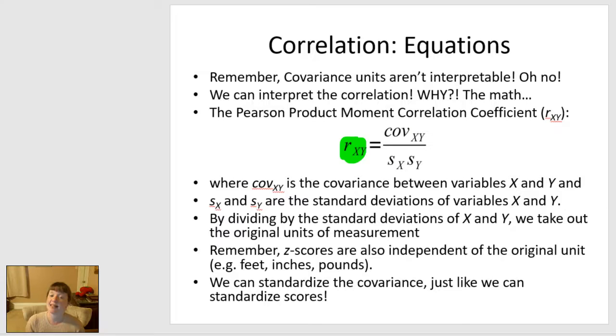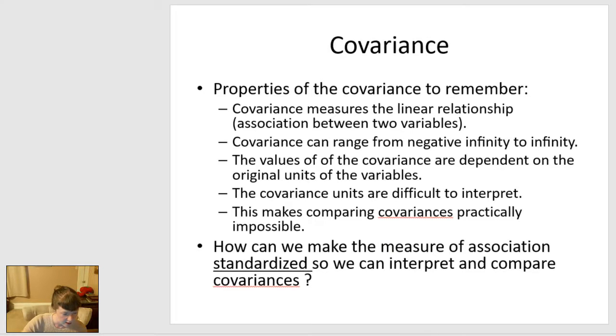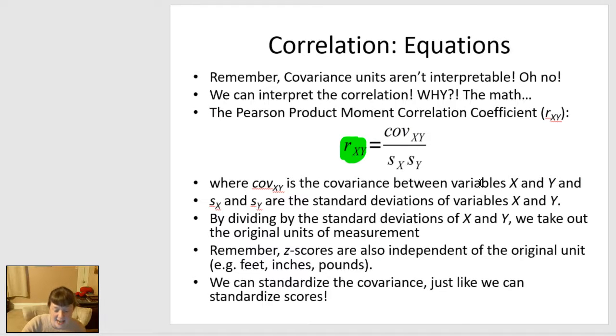So now we're in z units. We're taking away those original units of measurement by dividing by the two standard deviations. And now we have something that we can interpret. And the correlation is then awesome because you can interpret it. Where were we? Right, so here are some things to know about the standardized linear association between the variables, called the correlation.